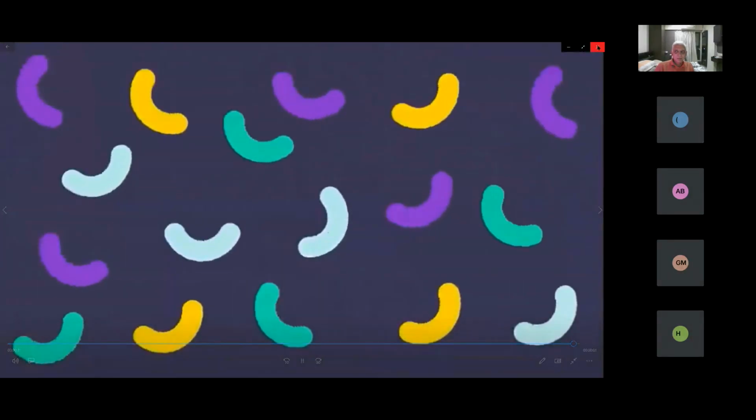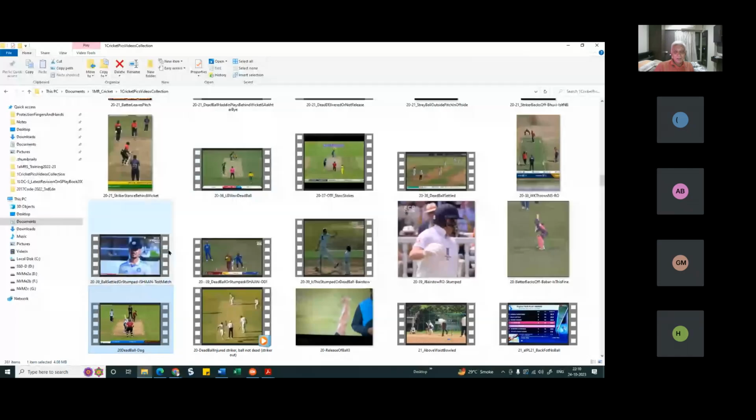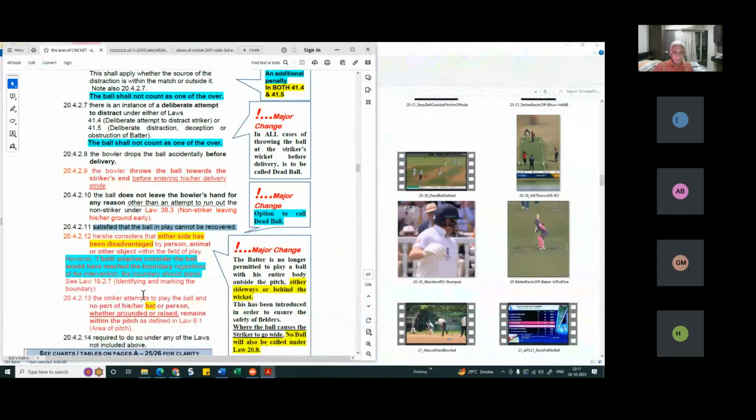Oh, on comes. So this is another instance of a ball not recoverable, and naturally it is dead ball, and runs up to that point will count till the call.